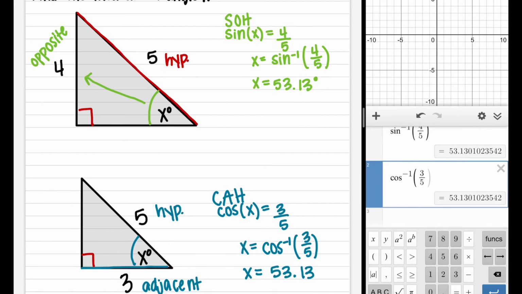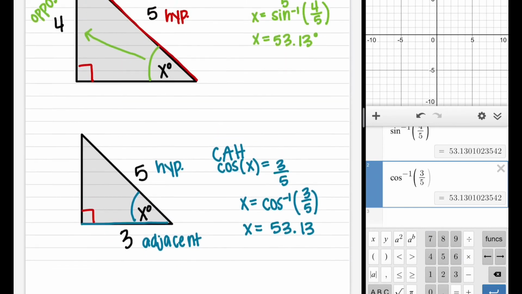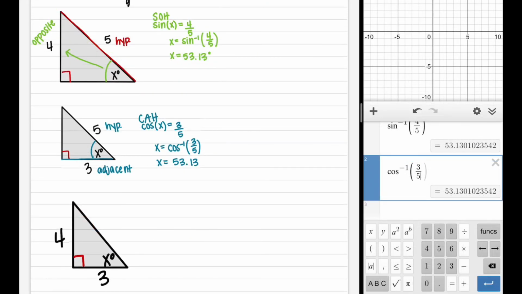And then finally we could do a third one where, if you didn't have the hypotenuse and you just had the opposite and adjacent, the same process would hold. So this time let's look at this triangle and see, if we were only given the opposite side and the adjacent side, which trig ratio would we need? If I have opposite and adjacent, that goes with tangent. So the tangent of X is equal to opposite over adjacent.